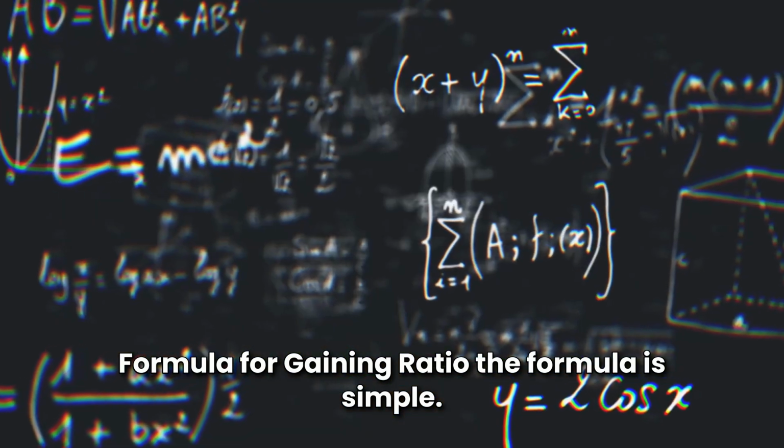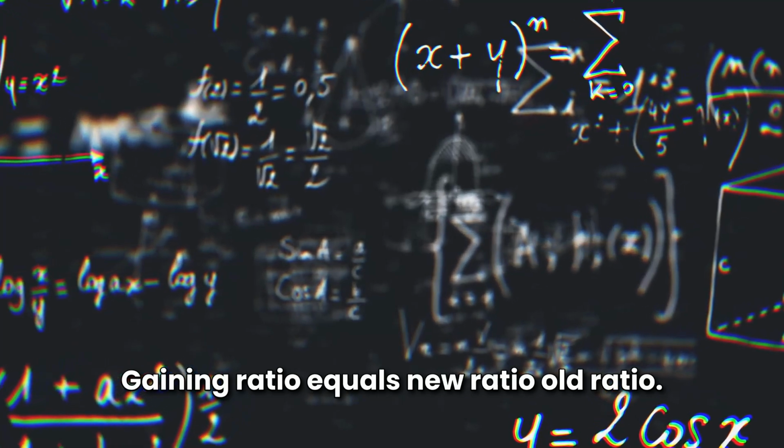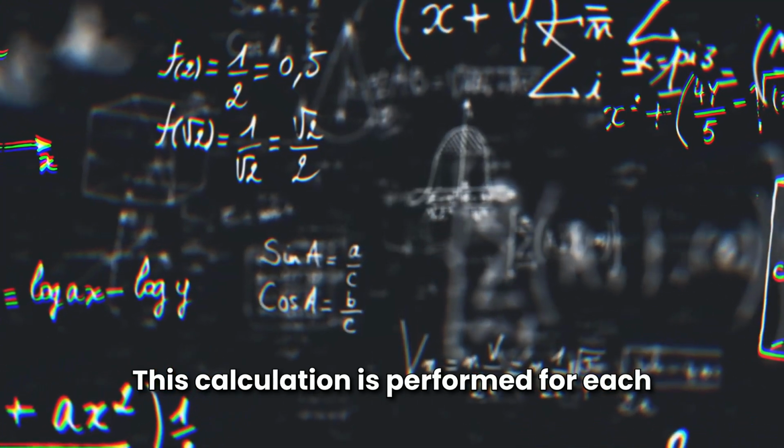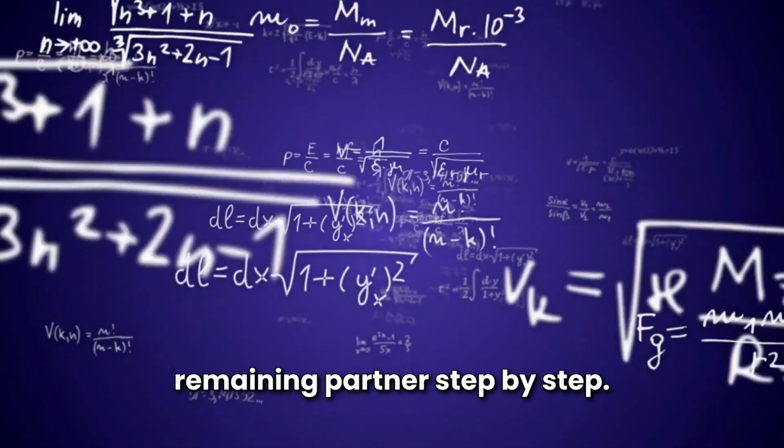Formula for gaining ratio. The formula is simple. Gaining ratio equals new ratio minus old ratio. This calculation is performed for each remaining partner.